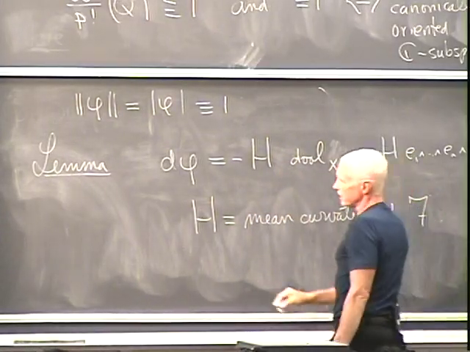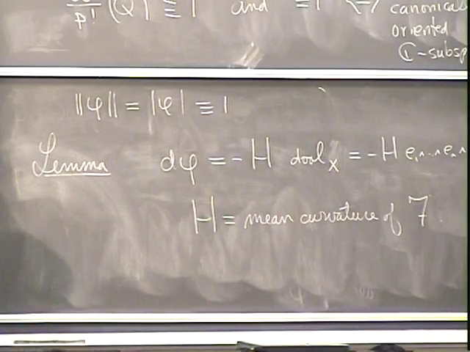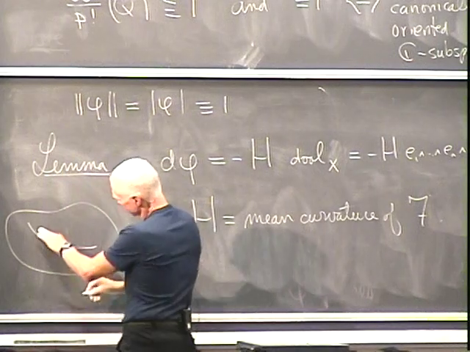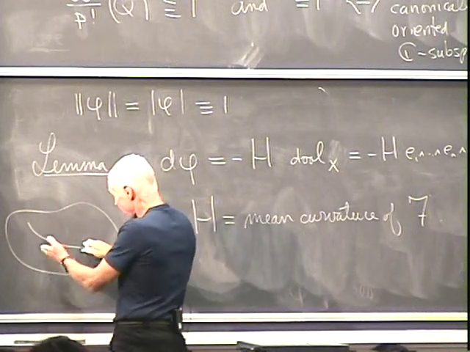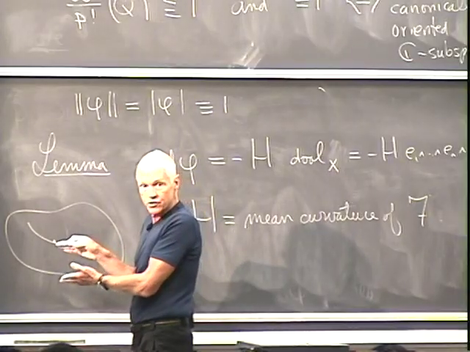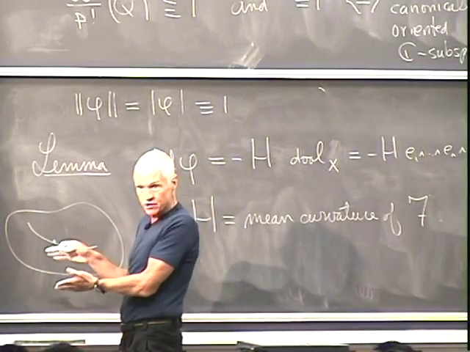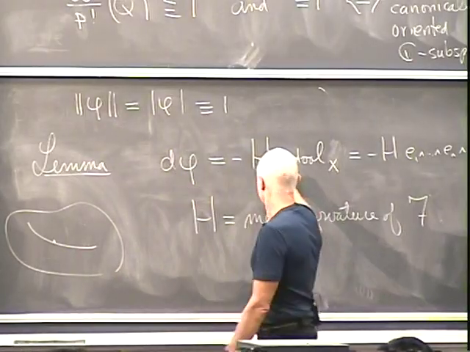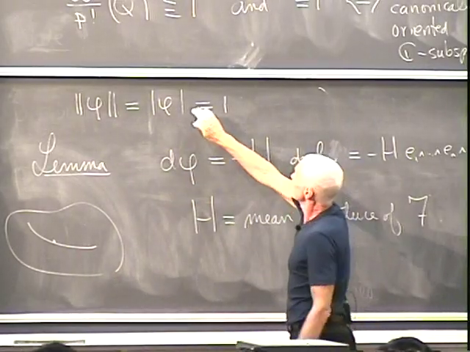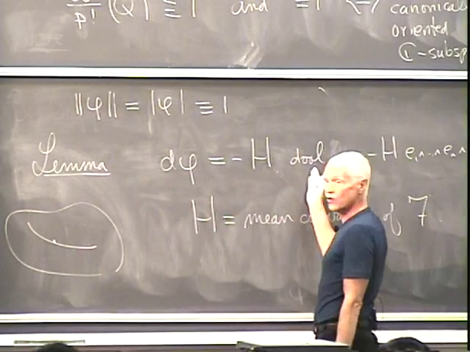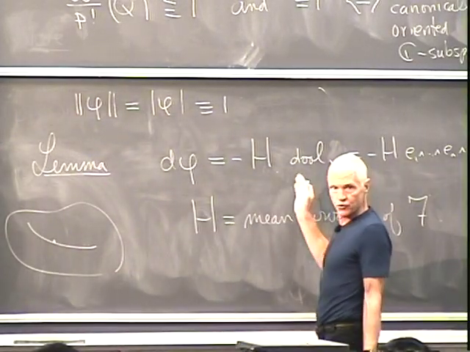In other words, at any given point, this is a hypersurface, and it's a submanifold of a Riemannian manifold. It has a classical mean curvature, the sum of the principal curvatures, the trace of the second fundamental form. Okay, and I claim that it's a very simple fact: you take this unit volume form, take the exterior derivative, and you get the mean curvature times the volume form.